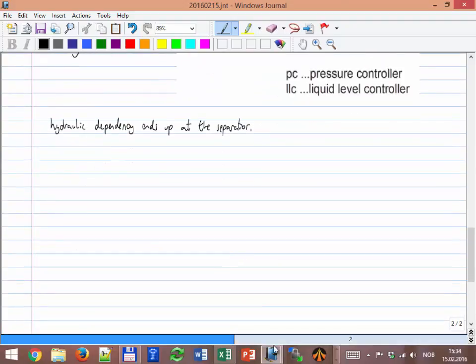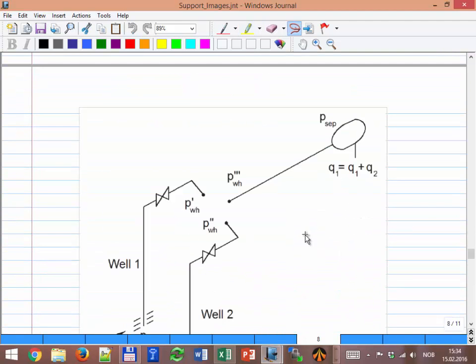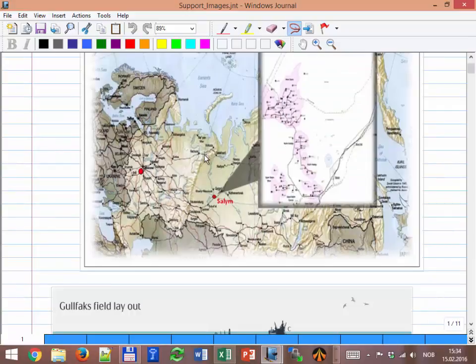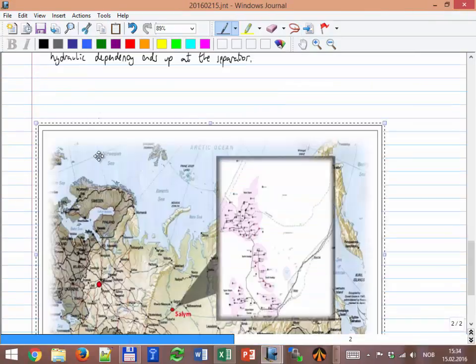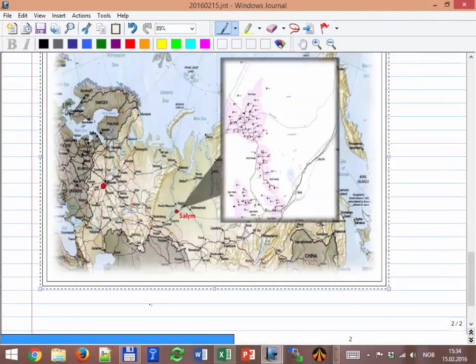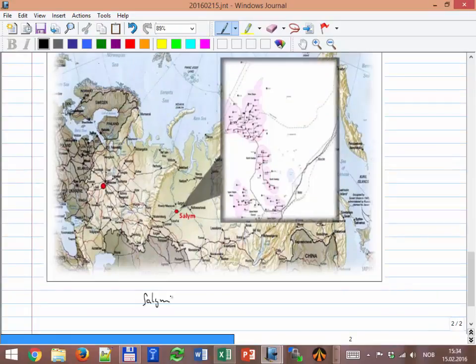Okay, so just to give you some examples of networks and how they come into play, we have, for example, this. Anybody here coming from Russia? No. Well, there is this field, the Salim field in Russia, where the wells are located in clusters. You have a group of wells, and in this case each one of them has its own separator, and then the production is commingled by flow lines and pipelines all the way to a processing facility. Okay.